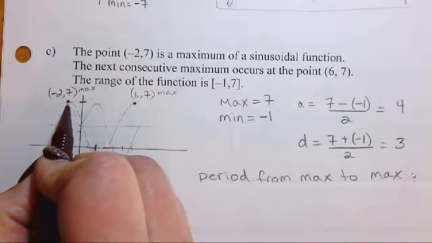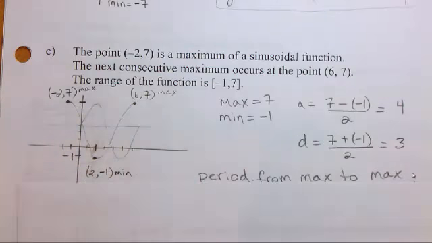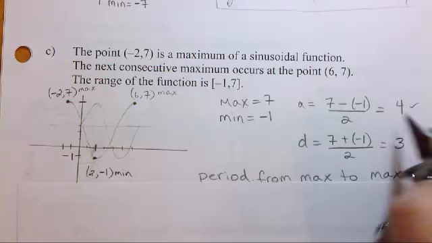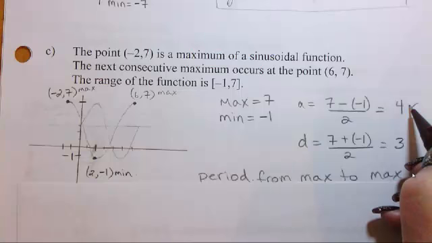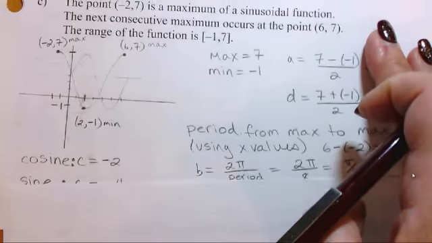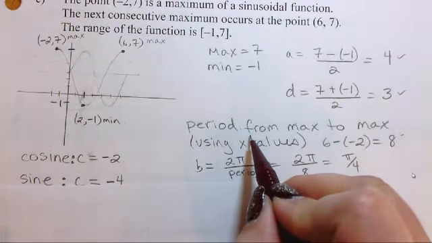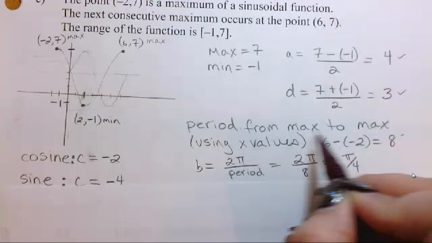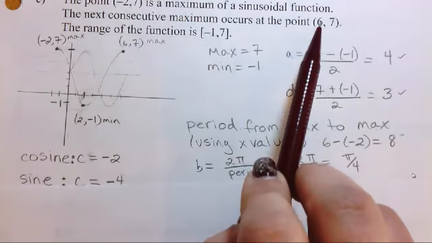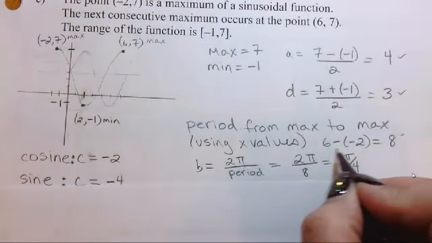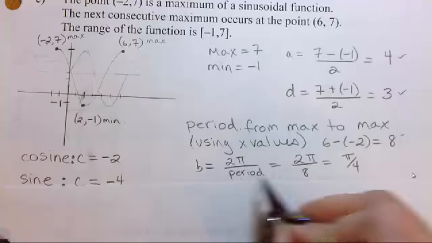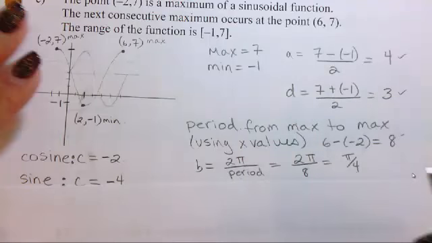If this is a cosine and it's starting up there, I'm making a few assumptions as I'm going along. I can figure out my A value using my max and min, and my D value using my max and min, and then I can read the period. I can assume that the period is going to be from the max to the max, and I'm given a max here and a max here, so use the x values, find how much is in between them, and I get 8. Using that to figure out my B value, I get π/4 for my B.